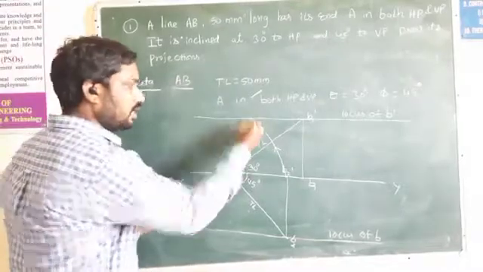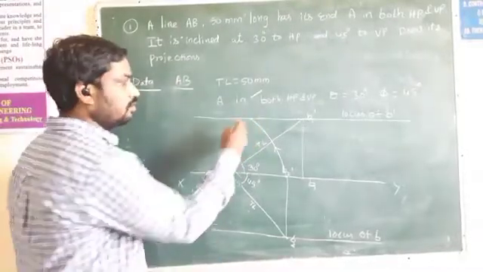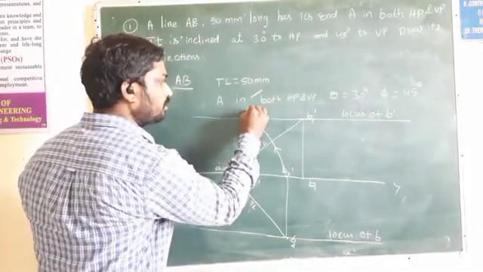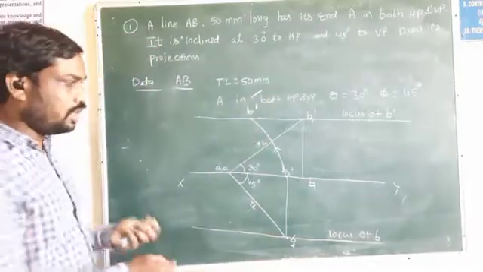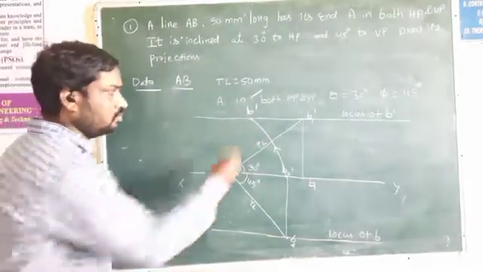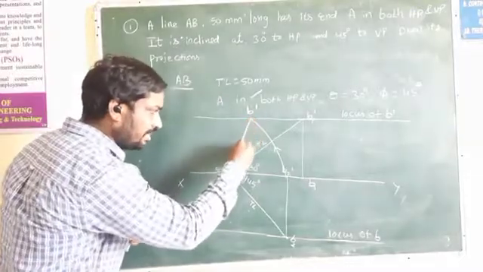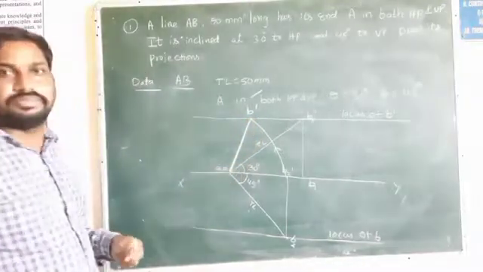Okay, now we are getting the final, what is this one? B dash. Okay, now join like this to the A dash, that will give the final front view.